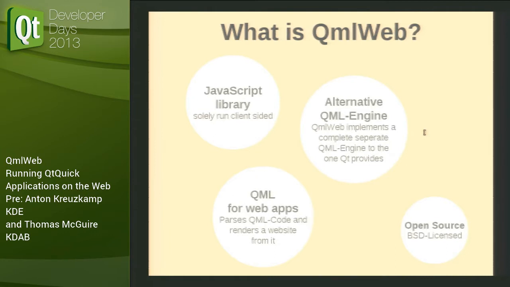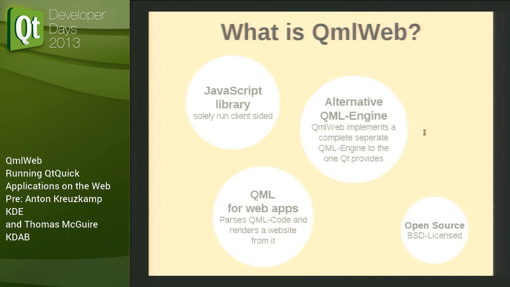QML Web is a BSD licensed open source JavaScript library that you include inside an empty web page. And QML Web will fetch QML code from the server, parse it, interpret it, and render the website out of it. Of course, as we are in a pure JavaScript environment, we cannot simply use the QML engine that Qt provides. So what we're actually doing is implementing a completely new QML engine, just written in JavaScript.